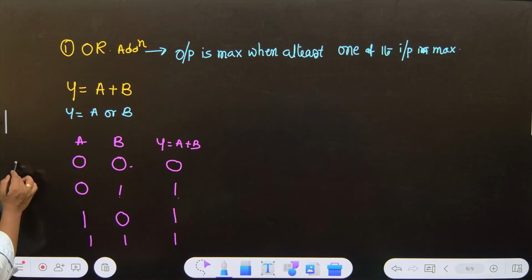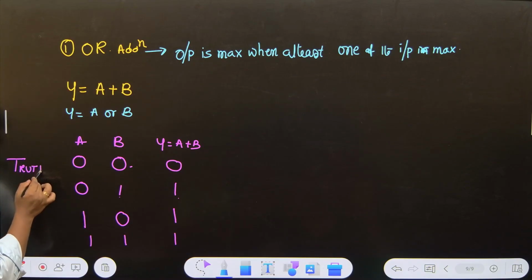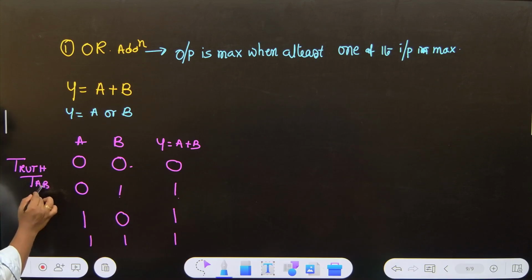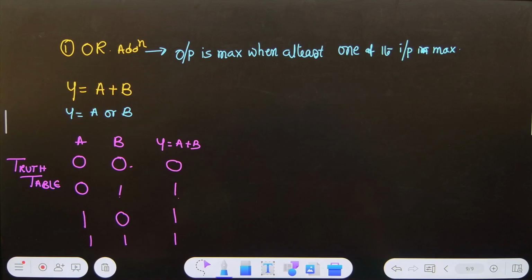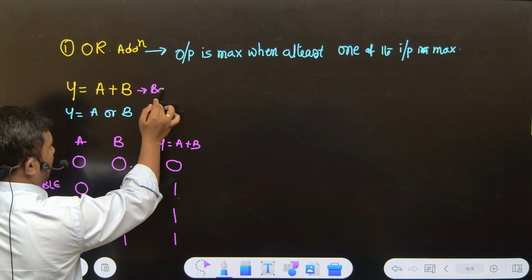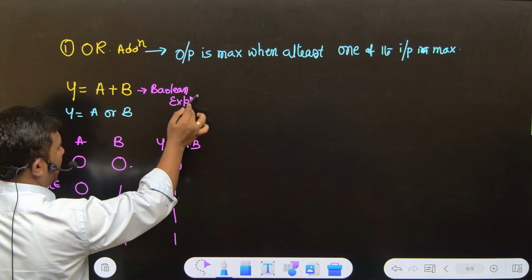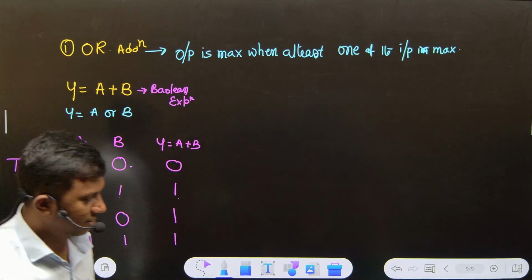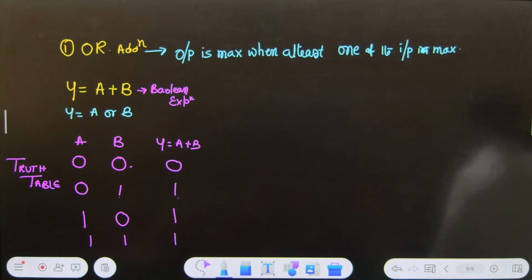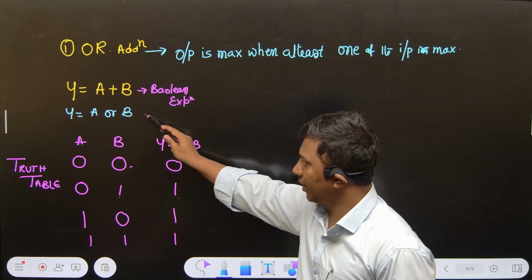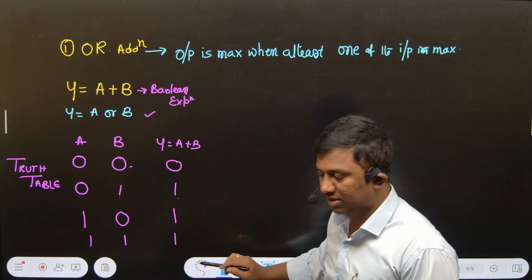And this is called a truth table. That is the table which contains, for the respective inputs, what the outputs are. Are you able to understand? That is called a truth table. And this is called a Boolean expression. George Boole is the name of a scientist, that's why they are called Boolean expressions. That is how you read it, and this is how a truth table looks.